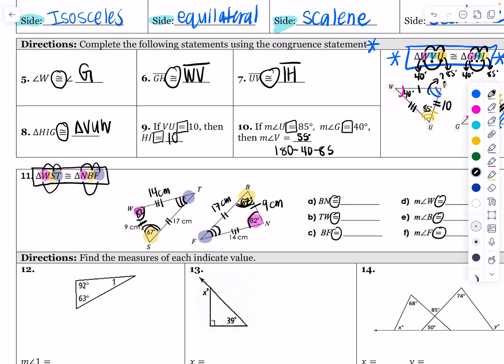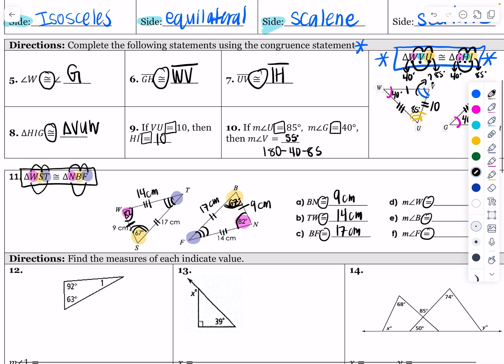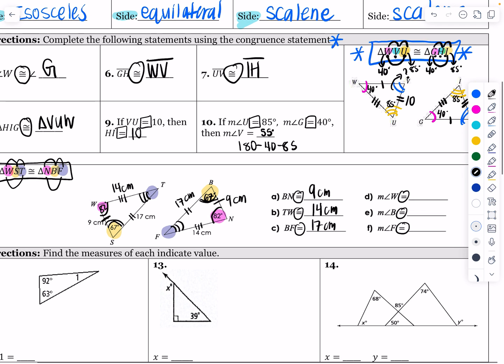And so what is B to N? That is going to be 9 centimeters. What is T to W? That is going to be 14 centimeters. What is B to F? That is 17 centimeters. And now they want the angles. What is angle W? Well, angle W is also going to be 82 degrees. What is angle B? Angle B is 67 degrees.